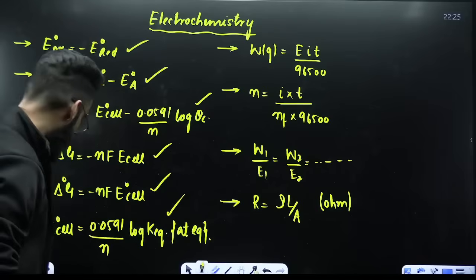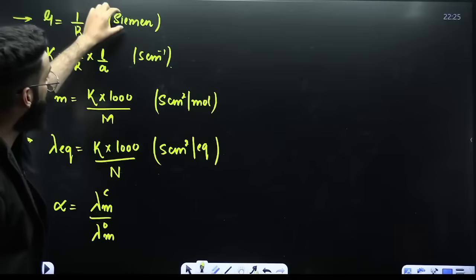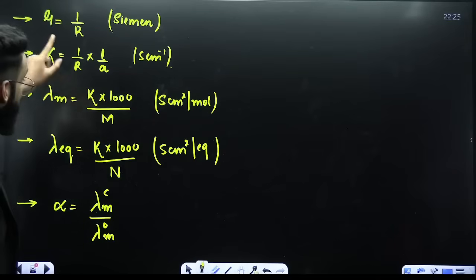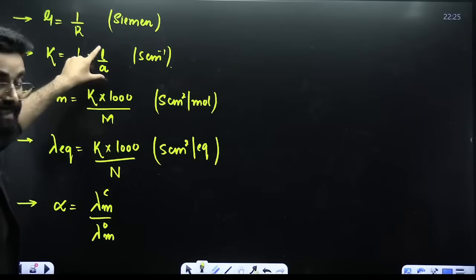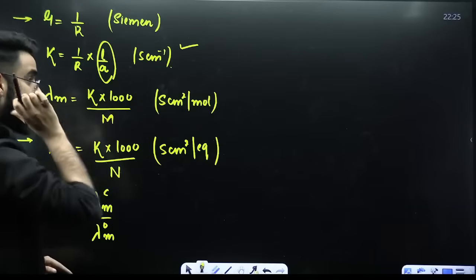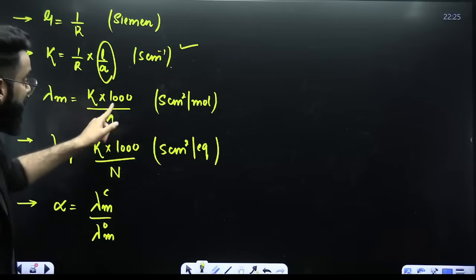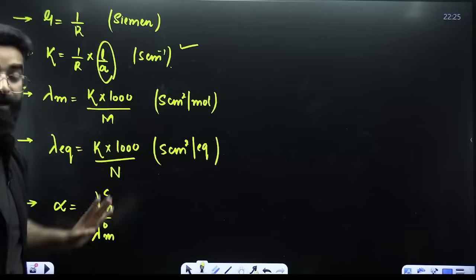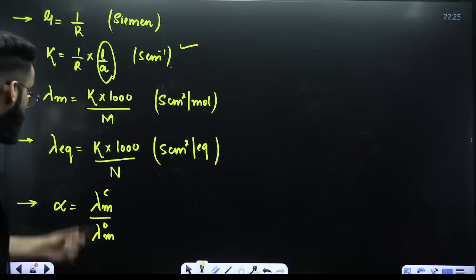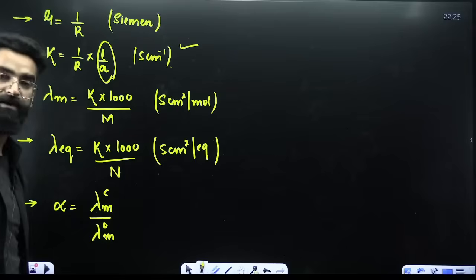Its units are ohm. When it comes to conductance, conductance is 1 by resistance, right? Its unit will be Siemens. Conductivity, 1 by R into L by A, where L by A is called as cell constant, you know it. And the units of conductivity here will be Siemens centimeter inverse. Molar conductivity is equal to kappa multiplied by 1000 by molarity if you are supposed to calculate it in Siemens centimeter square per mole. Equivalent conductivity, kappa multiplied by 1000 by normality, Siemens centimeter square per equivalent.